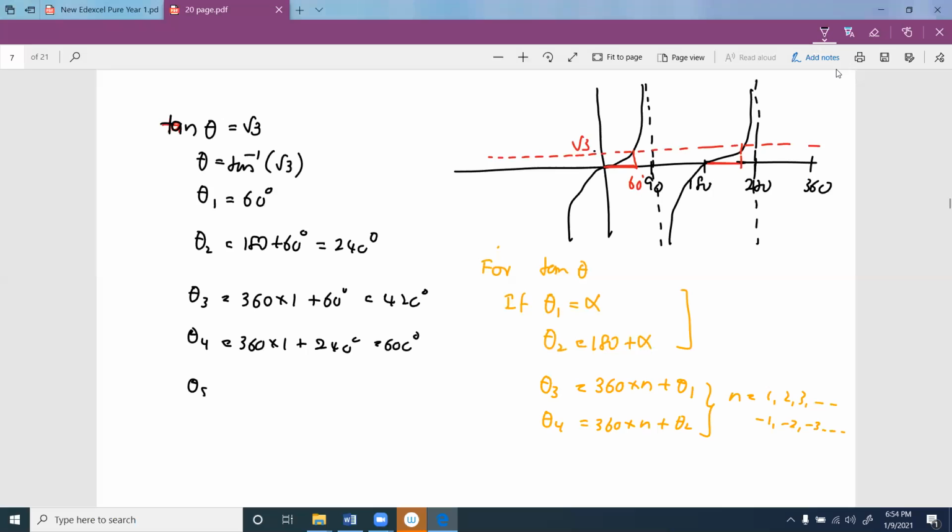Theta 5: 360 into 2 plus the first angle, 60, that is 780. Theta 6: 360 into 2 plus the second angle, 240.